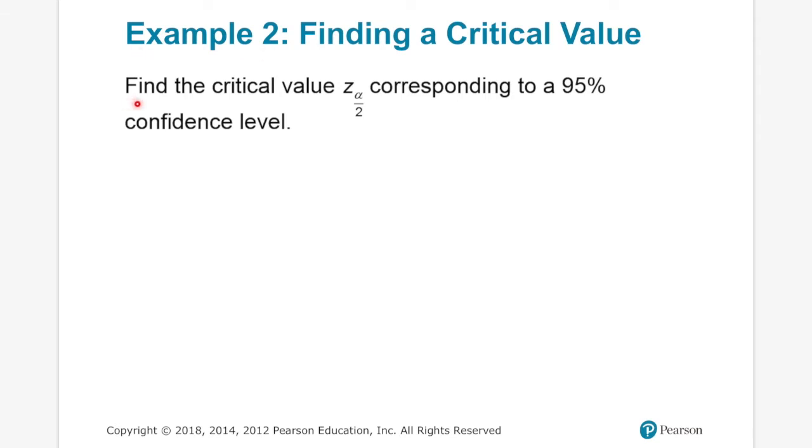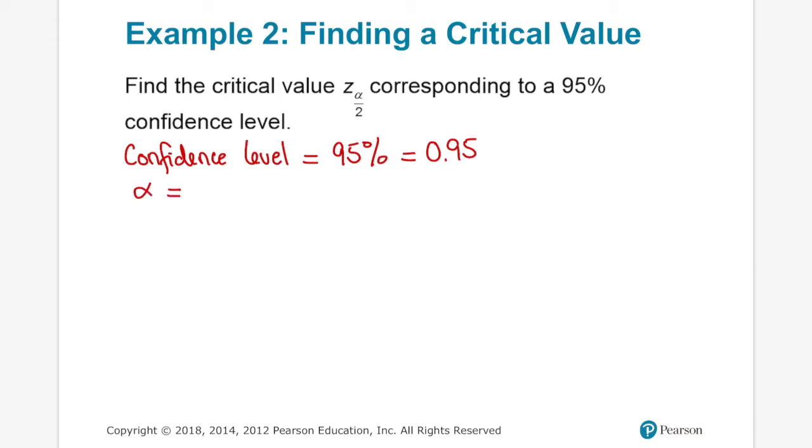Example 2. Find the critical value z of alpha half corresponding to a 95% confidence level. In order to find z of alpha half, I need to have a confidence level. Different confidence levels will give me different alpha and different z of alpha half. My confidence level is 95%, which is 0.95. And alpha is 1 minus the confidence level, which gives me 0.05.